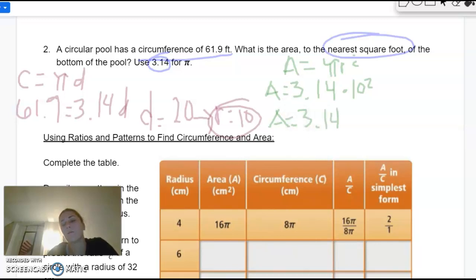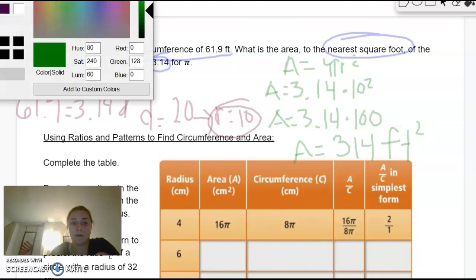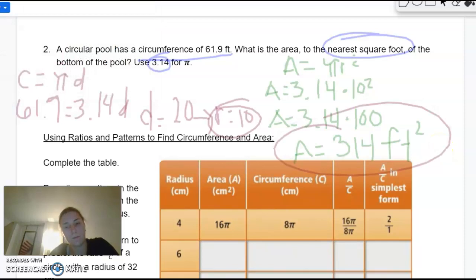So we're doing 3.14 times 100. And that gives us an area of 314 feet squared, or square feet, you can also say. Okay, so that gives us our area there. Okay, that was an easy one because if you look up here, we have 3.14 and we're multiplying by 100. So in that case, we just have to move our decimal 2 spaces when we're multiplying because we have 2 zeros here. So we move 2 spaces to get our 314. Okay?